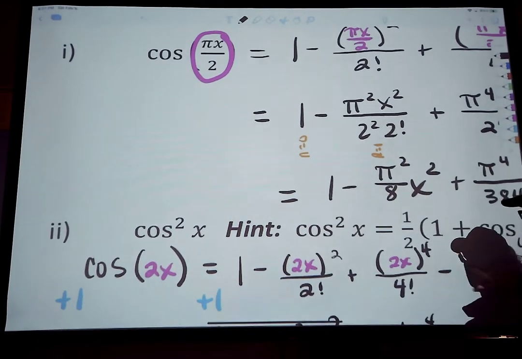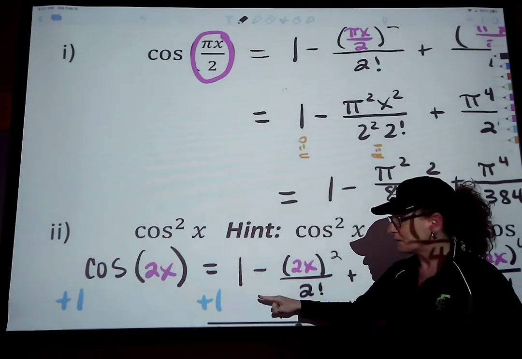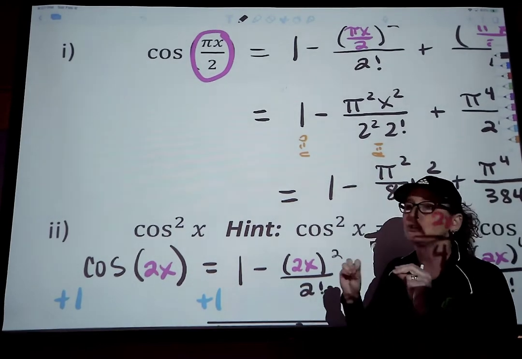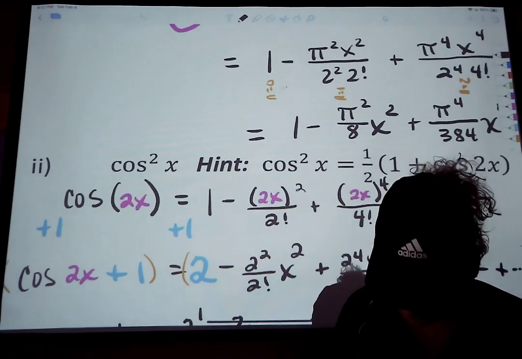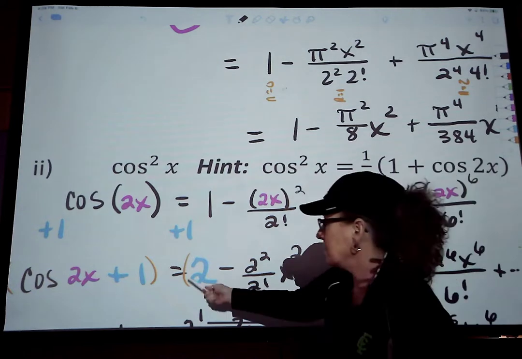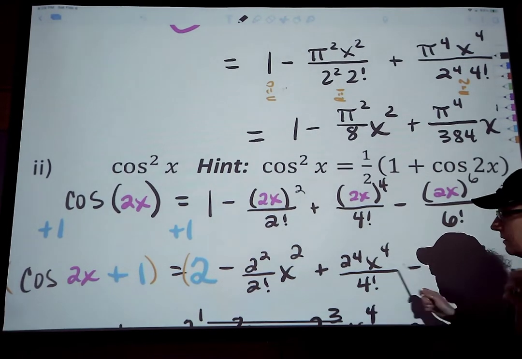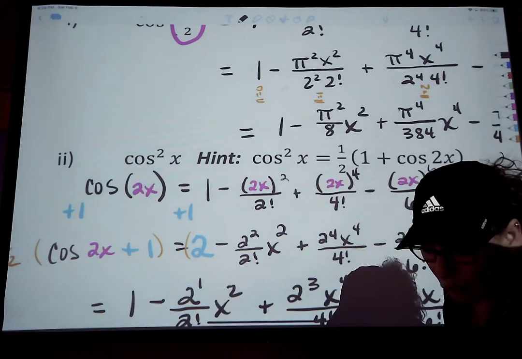Cosine 2x, obviously just subbed it in. Next step, I added 1 to both sides of my equation, and I simplified these just a bit, but not too much, because I still want to come up with that general term. Right? I mean, add 1, there you go. Simplified these just a bit. And then took both sides and multiplied by 1/2.